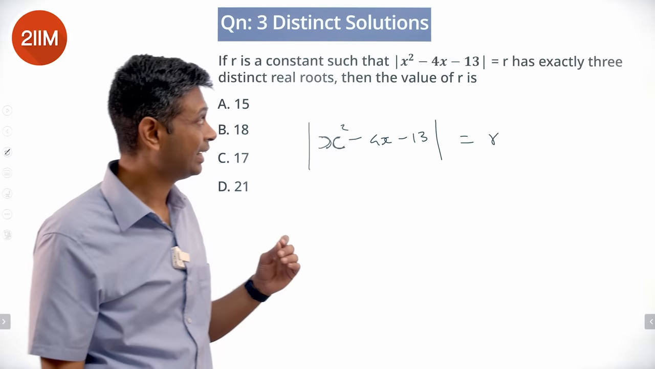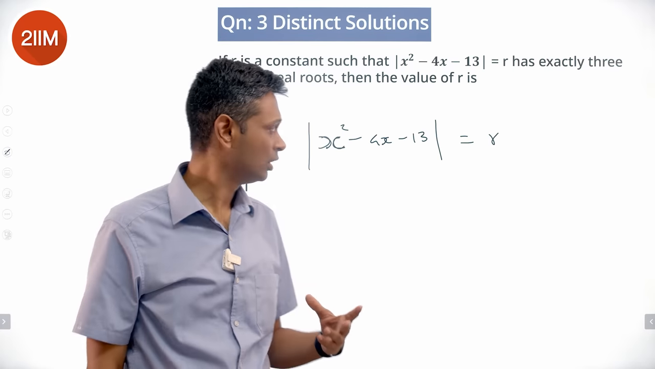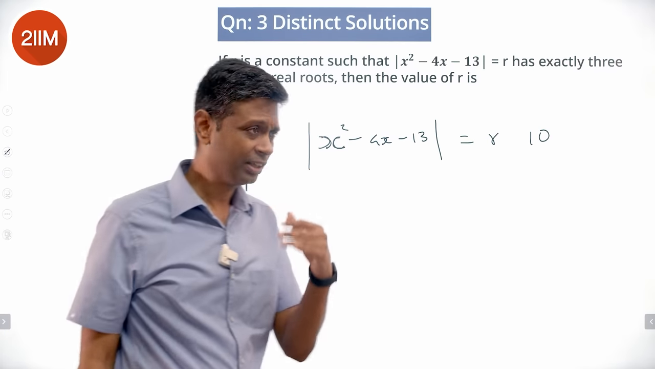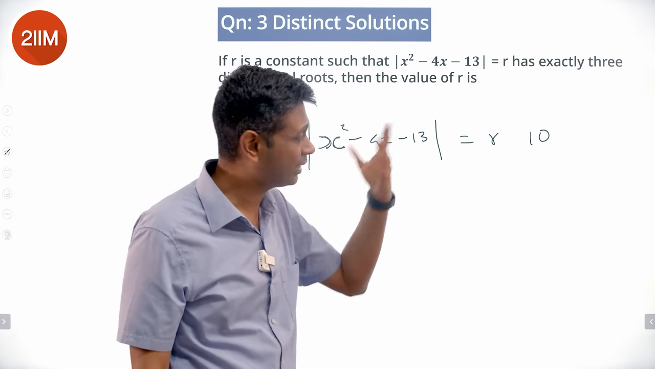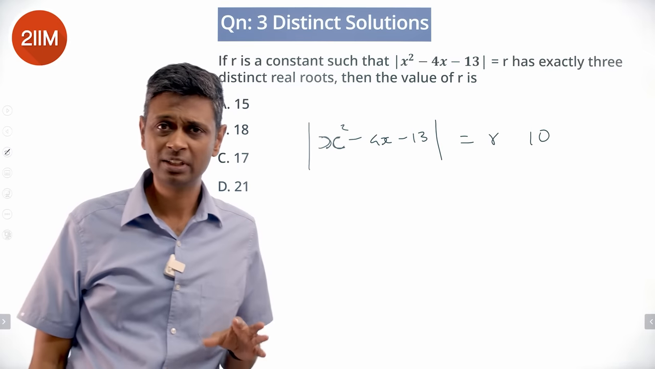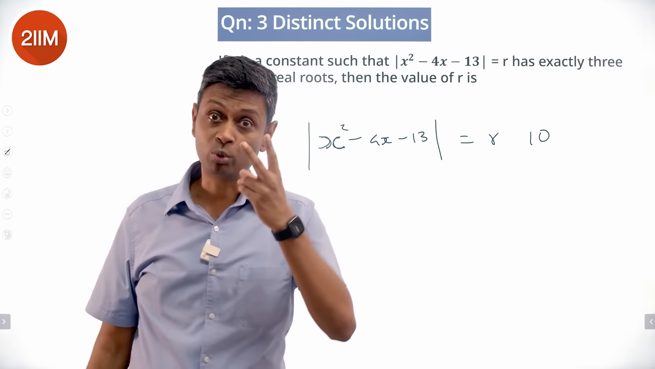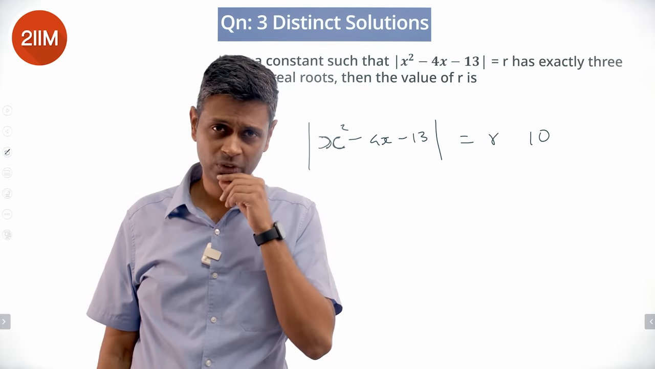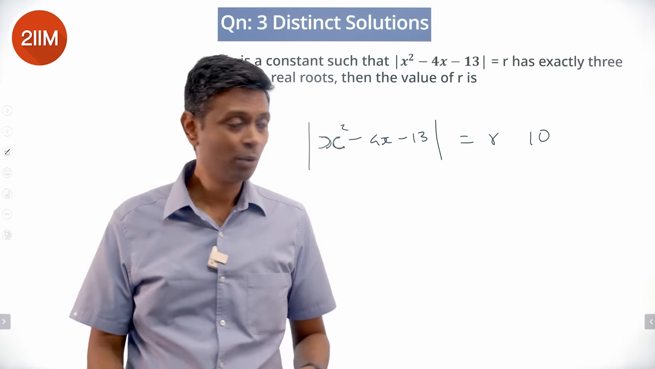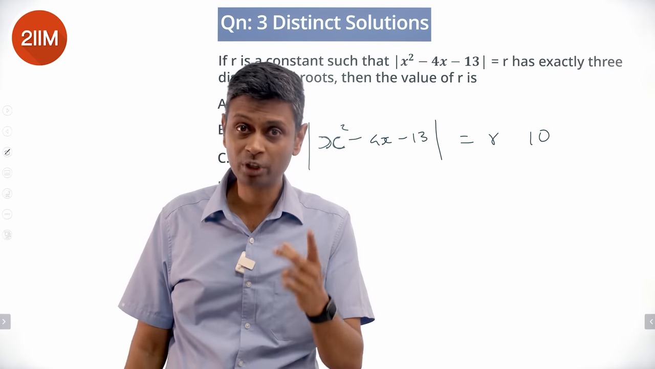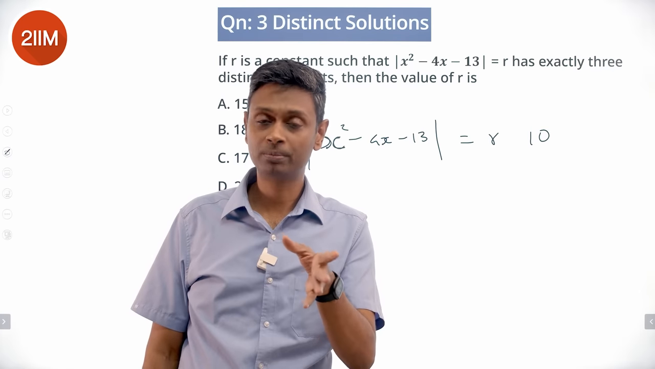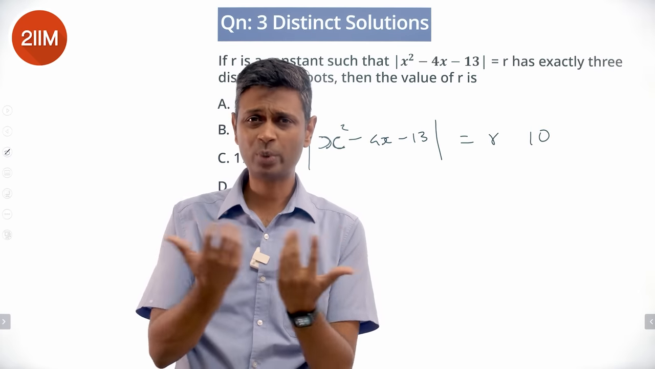Fine. So the idea is it has exactly three roots. Suppose this were equal to say 10. What am I doing? I'm saying this equal to plus 10 gives us a solution. This equal to minus 10 gives us a solution. That means plus 10 will give us two roots. Minus 10 will give us two roots. What's happening here? We have only three roots. It is telling us that put plus 10, you'll get 2. Put minus 10, you'll get only one root. Or the discriminant goes to 0. Or the other way around. That's what this question is saying.